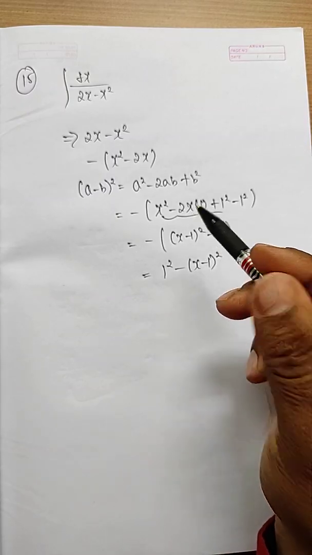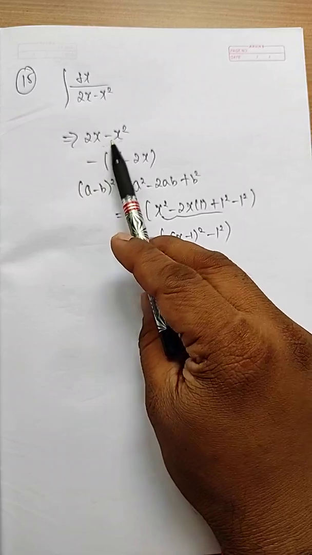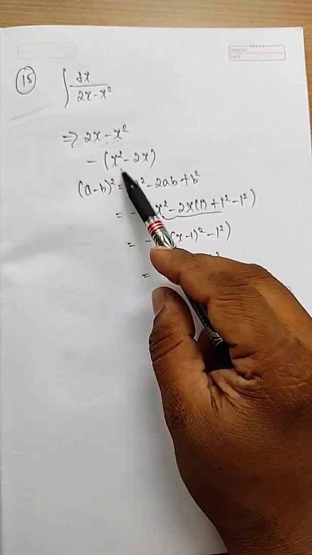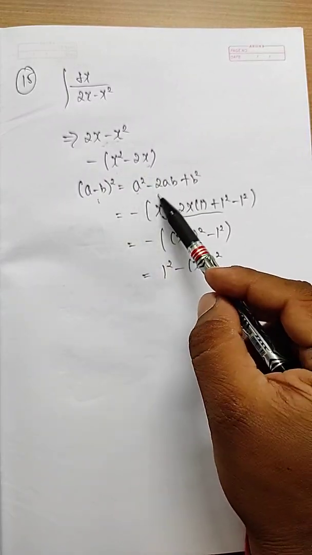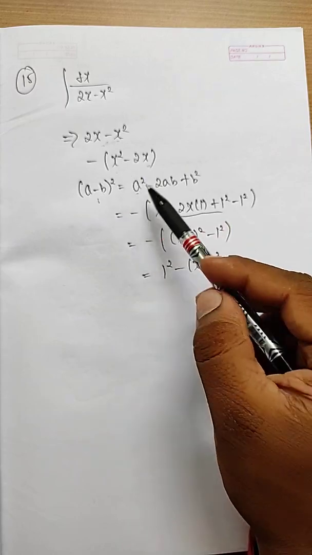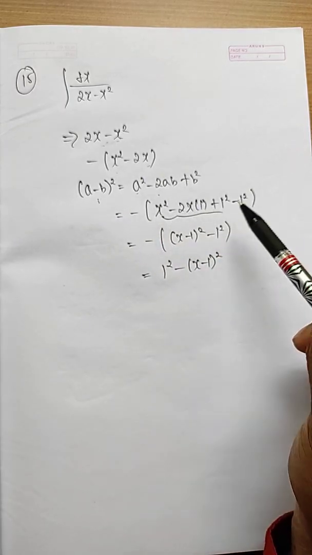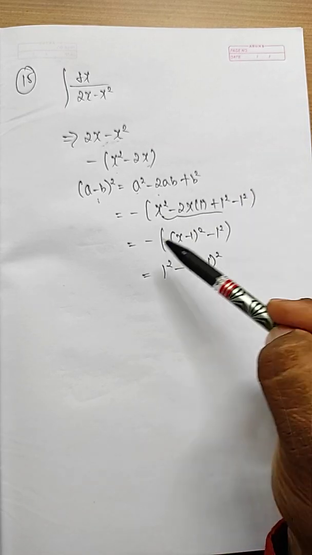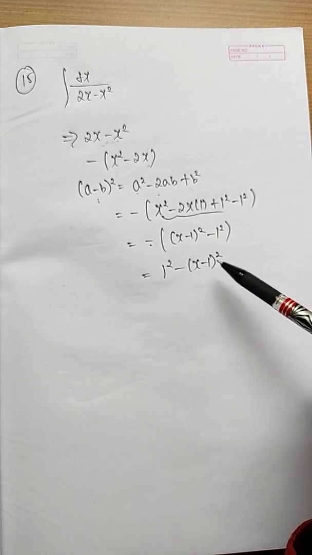So once again I am repeating, just listen here. If the given quadratic has a minus x square coefficient, take the minus as a common. So x square minus 2x. In the middle we have minus, a minus b whole square, a square minus 2ab plus b square. Comparing, a is x, and b is 1 so that we get 2x. Adding 1 square, subtracting 1 square. This will become x minus 1 whole square minus 1 square. Multiply this minus inside the bracket, then it will become 1 square minus x minus 1 whole square.